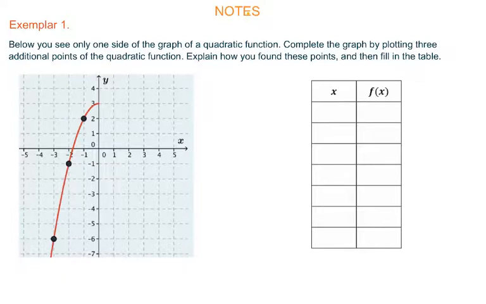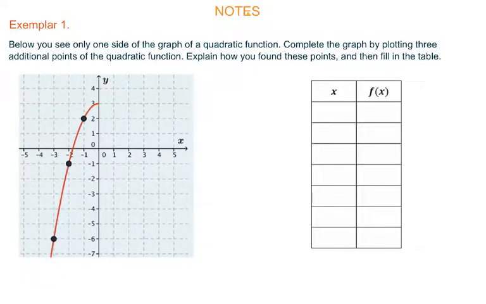So example R1, below you see only one side of a quadratic function. Complete the graph by plotting 3 additional points of the quadratic function. Explain how you found these points and fill in the table. So what we've been given is one side of a quadratic function. We have 3 points already identified for us on the line, and they're connected by a red line.